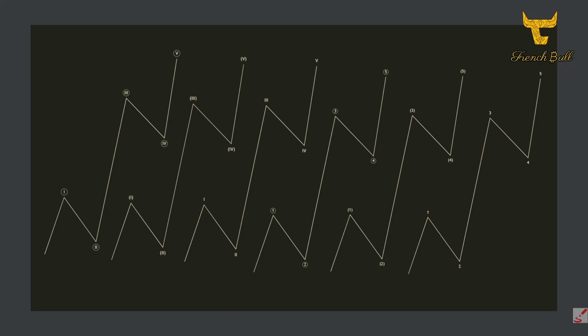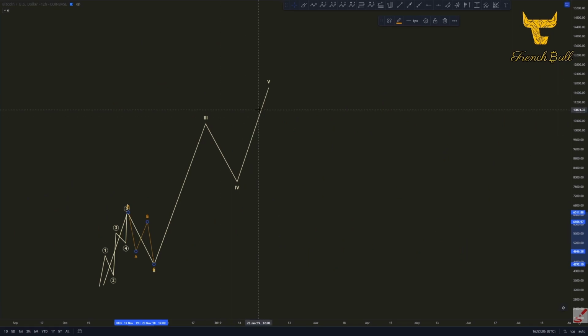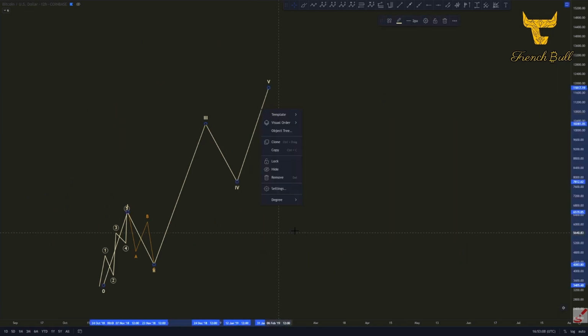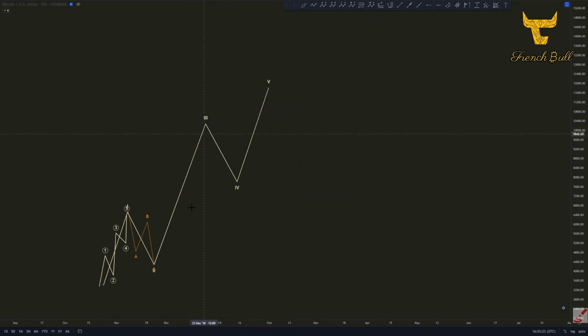Now there are more than just 6 degrees in Elliott wave. As you can see in TradingView, they go from super millennium to minuscule. It doesn't really matter which degree you use. The most important thing is to use smaller degrees inside a higher one.